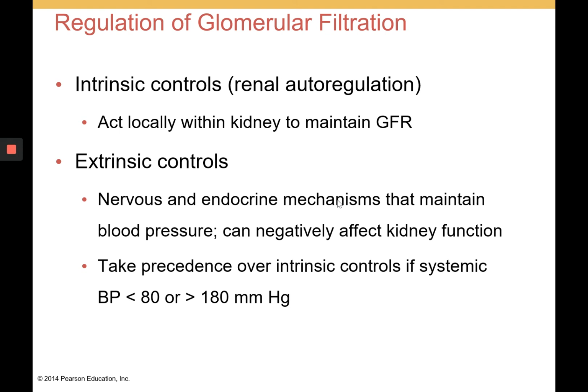The extrinsic controls, therefore, are not local. Instead, they're going to involve the nervous and endocrine systems. They're going to use mechanisms that maintain blood pressure for the entire body, or systemically. Again, that can negatively affect kidney function, because the extrinsic controls are not concerned about the kidneys maintaining their GFR. But extrinsically, the systemic system, the body as a whole, does take precedence over those intrinsic controls for maintaining GFR in the kidneys, especially if blood pressure drops below 80 millimeters of mercury or goes over 180 millimeters of mercury.